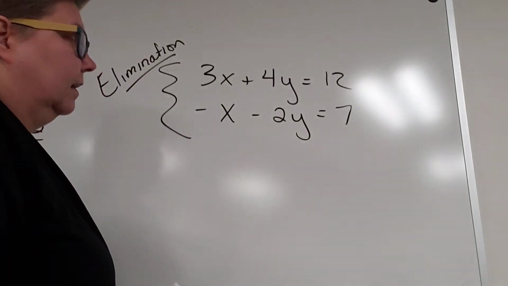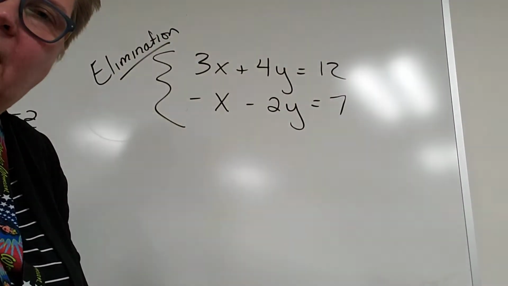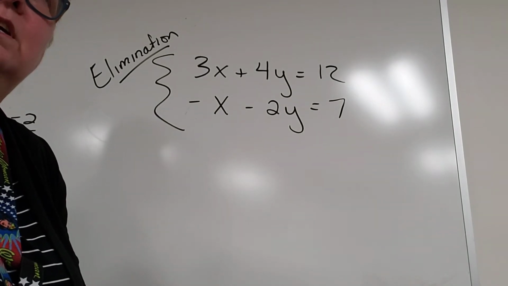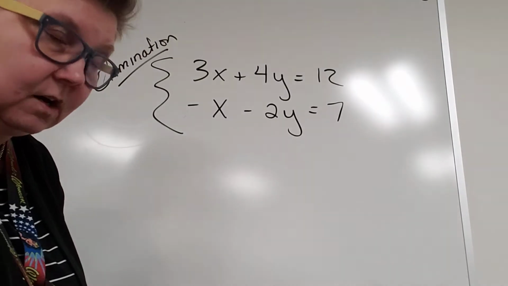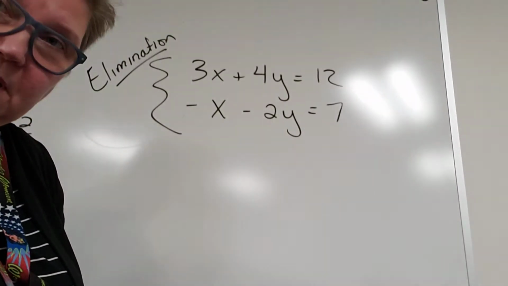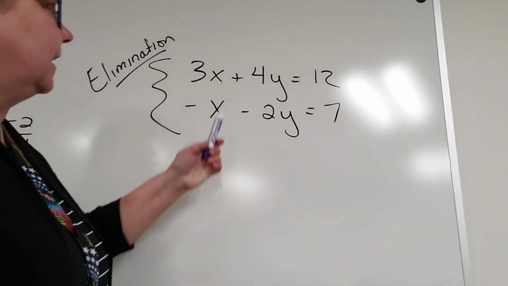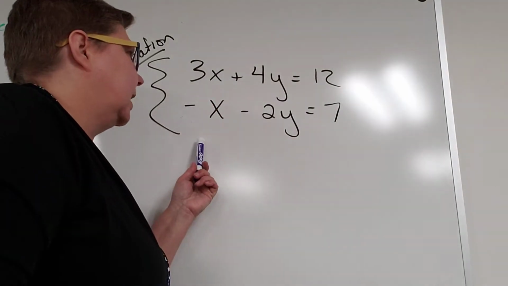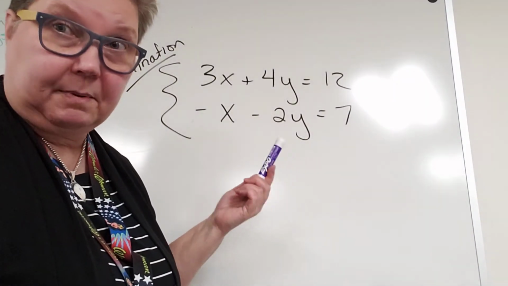Now, the goal in elimination is to be able to add the equations together and eliminate or have a variable drop out. If I add these together, I would get 2x and I'd get 2y. My variable does not drop out.